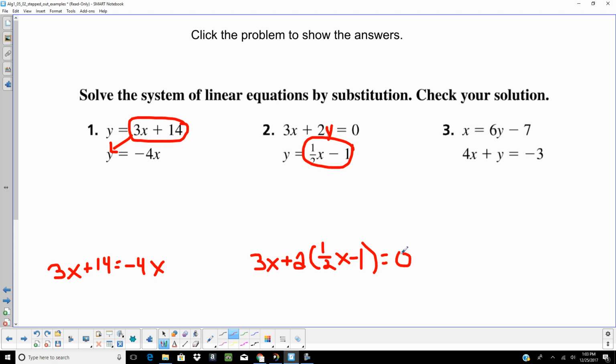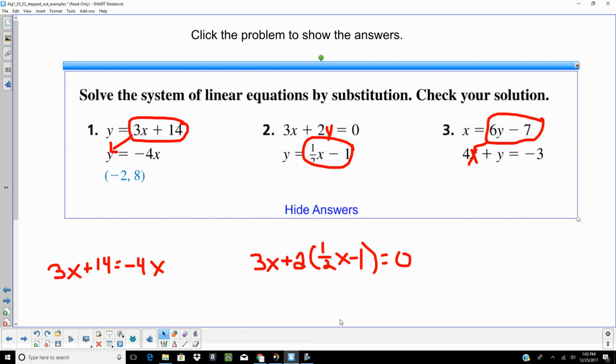equals 0. In here, I'm going to take my x value, and I'm going to substitute it in right there. So it would be 4 parentheses 6y minus 7, close parentheses, plus y equals negative 3. Take a second, solve those, check your answer. You should have gotten negative 2, 8, 1/2, negative 3/4, and negative 1, 1.